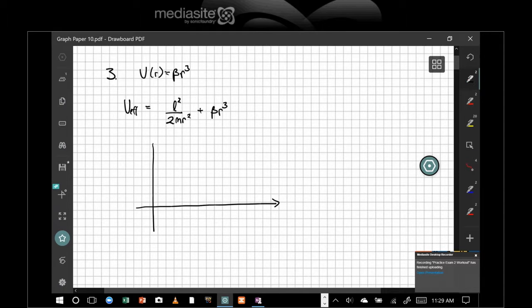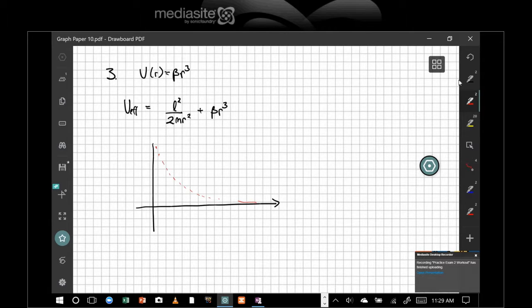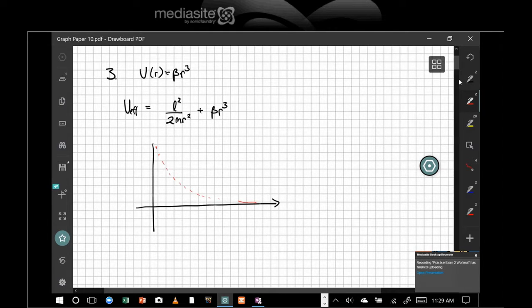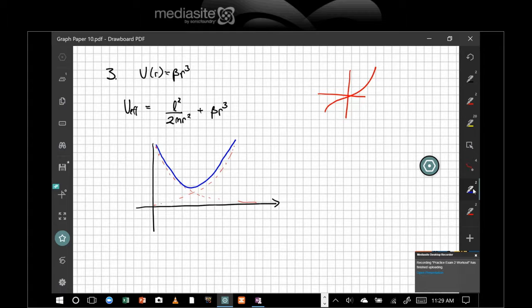So again, what I have is the 1 over r squared term kind of does this, and then the beta R cubed term, so a cubic function in general does something like that. So this guy is going to do something like that. And so then my effective potential looks like this. So I expect an equilibrium position. Okay, so that's part A.